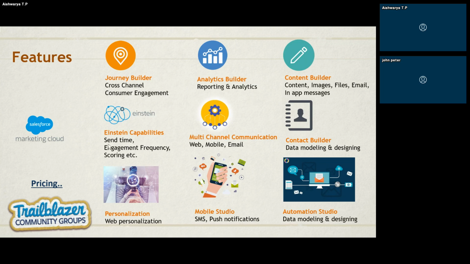Then Einstein capabilities, like send time, you can send messages at the right time to your customer. It is going to train your system, or maybe whatever data is already available will be captured, and that data will be analyzed by the Einstein tool, and it is going to tell you, okay, your customers are people who are receiving emails every Tuesday at 11 a.m. Okay, so you are going to send emails only at 11 a.m., so you will get a lot of engagement, or maybe opens and click rate will be high.